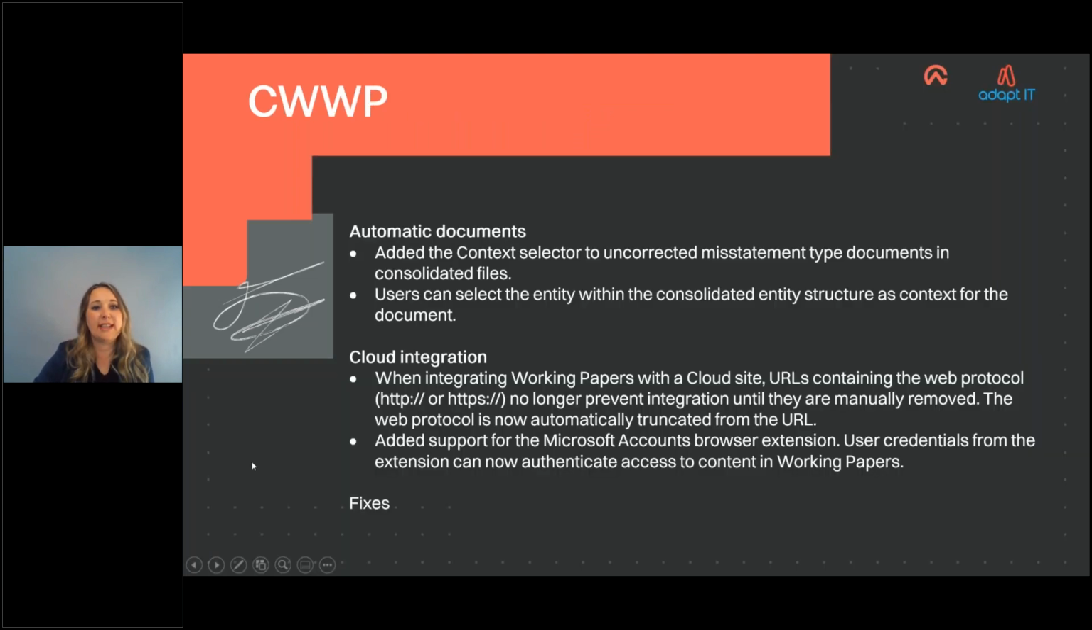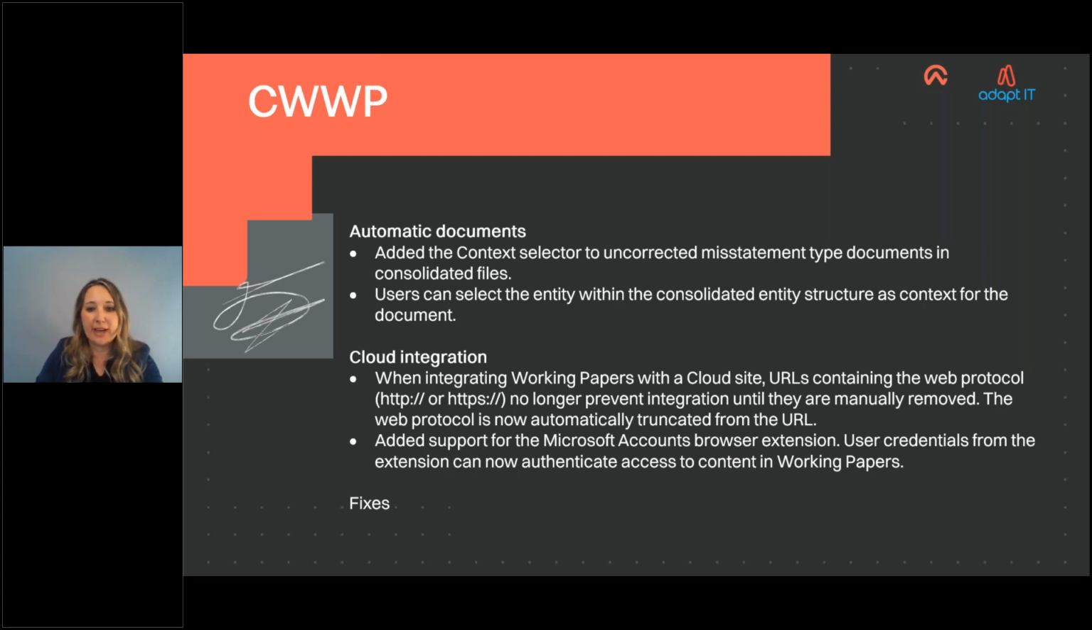Right, if we then look firstly at Caseware Working Papers quickly, there were two major feature enhancements. Firstly, the automatic documents, but they added the context selected to uncorrected misstatements typed documents in consolidated files, and the user can select the entity within the consolidation entity structure as context for the document. So you can make a document specific to an entity that's in your consolidation structure. Then there are some cloud integration features that they've added as well, and there are some general fixes.